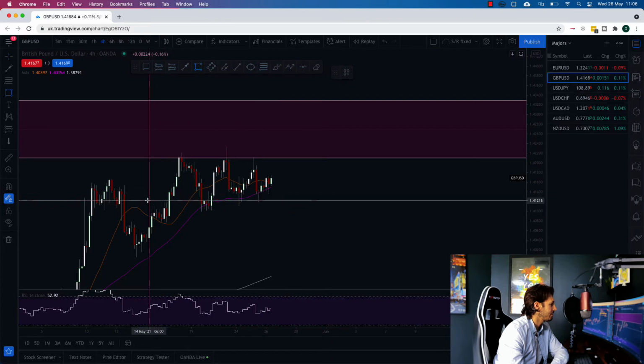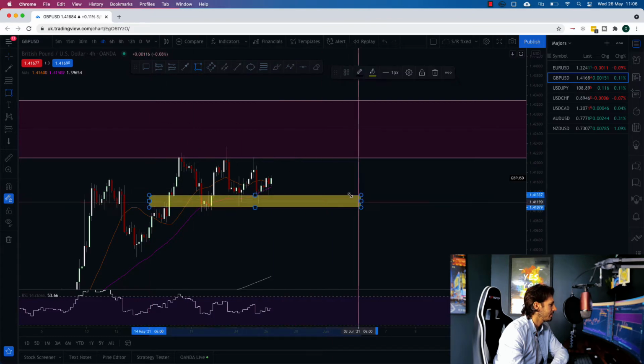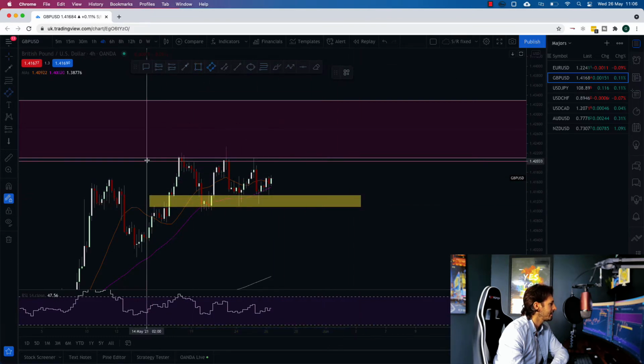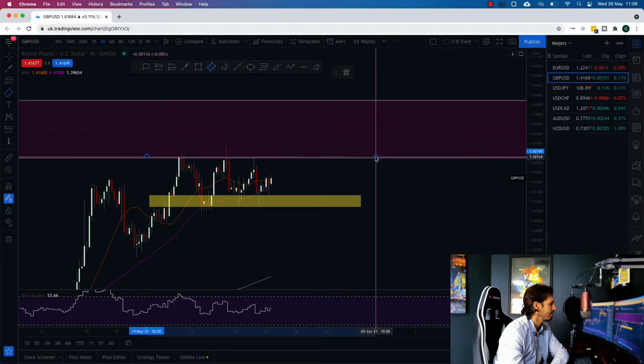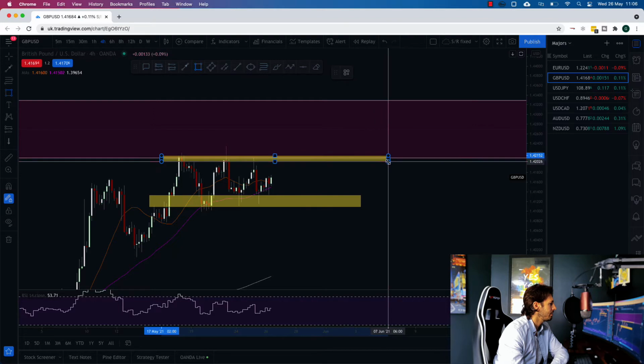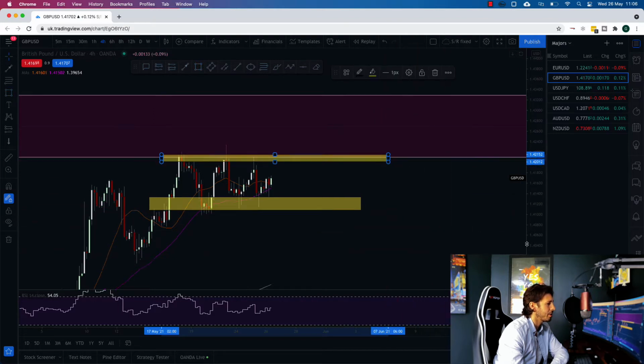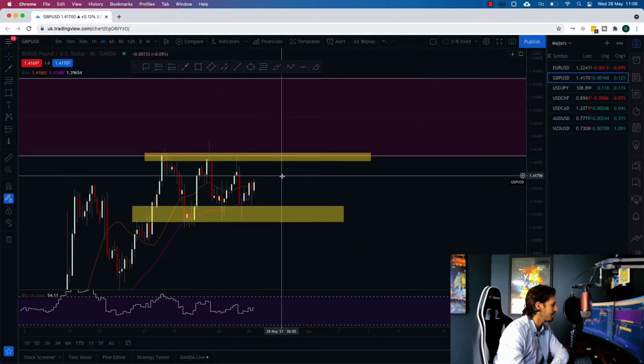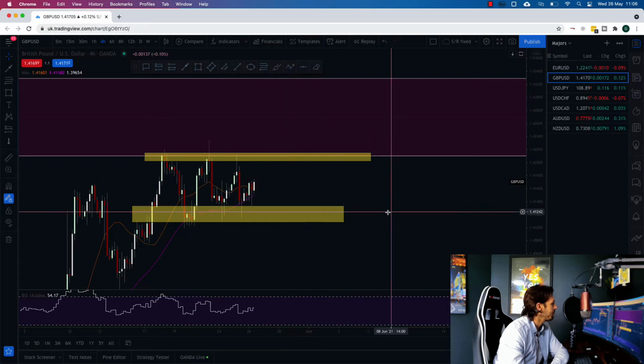We have this support level here. Bear with me. Resistance here. So we're kind of stuck in a range at the moment. So yeah, good opportunity to take buy and sell opportunities on the pound dollar, especially on the lower time frames.